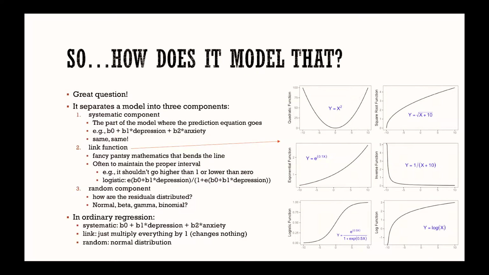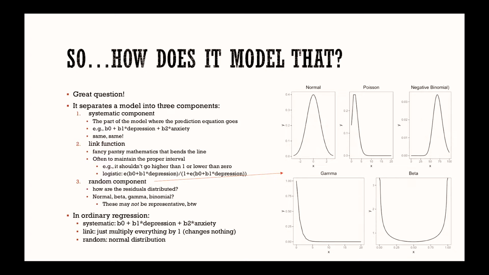So in ordinary regression, we've actually been using GLMs all along, generalized linear models, because general linear models are a special case of generalized linear models. Our systematic component in the past has been, for example, B0 plus B1 times depression plus B2 times anxiety. And our link function was the identity function, which just means you multiply everything by 1, so it stays the same. And the random component was the normal distribution. So that's all there is to generalized linear models.